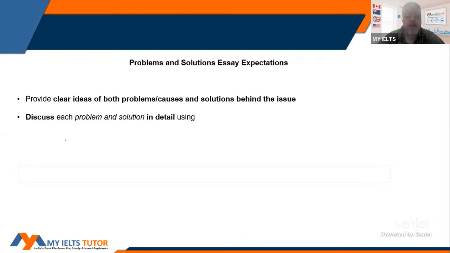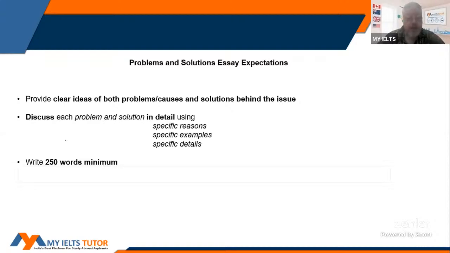And this is, you need to discuss each problem and solution in detail. And you need to do this by using the following: specific reasons, specific examples, specific details, okay? It's important that you be specific. Otherwise, if you're talking in general terms, it's going to be difficult to understand you. You need to go into detail using specifics.